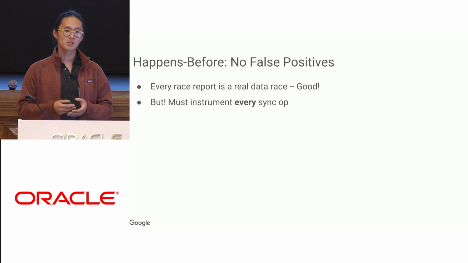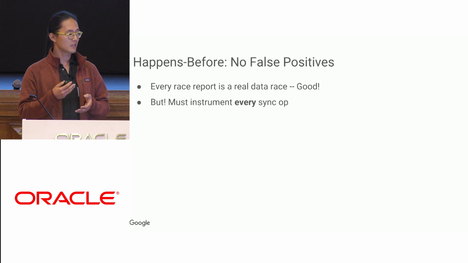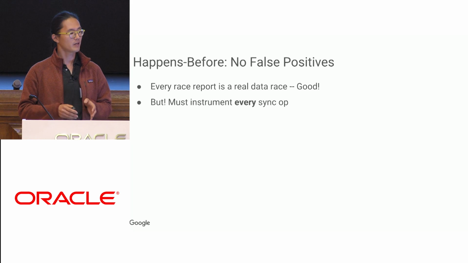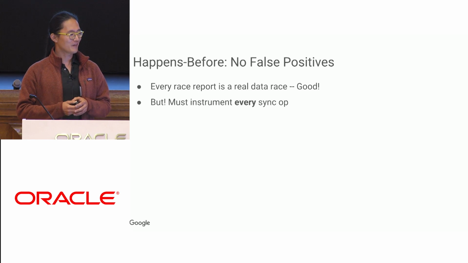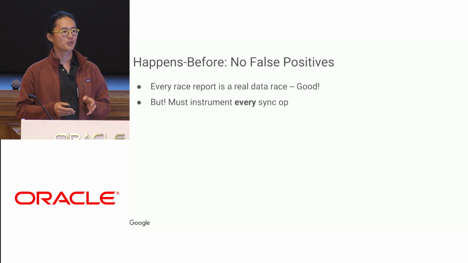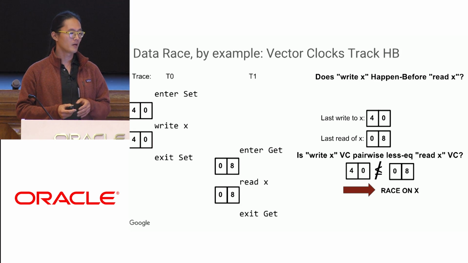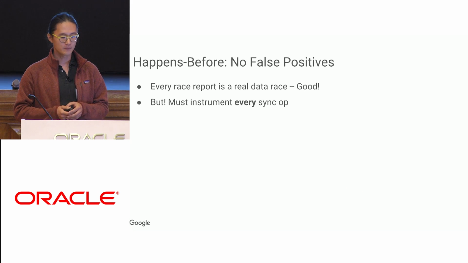So this is the happens-before approach to data race detection. The primary benefit is that there are no false positives. What I mean by that is when this tool issues a race report for you, you can be assured that it is a real data race. Developers like this sort of property. The catch is that there is some work that we have to do. We have to instrument every synchronization operation that goes on in the system. If we happen to not see the acquire-release pair, then we will falsely report a race. So that's something to keep in mind.